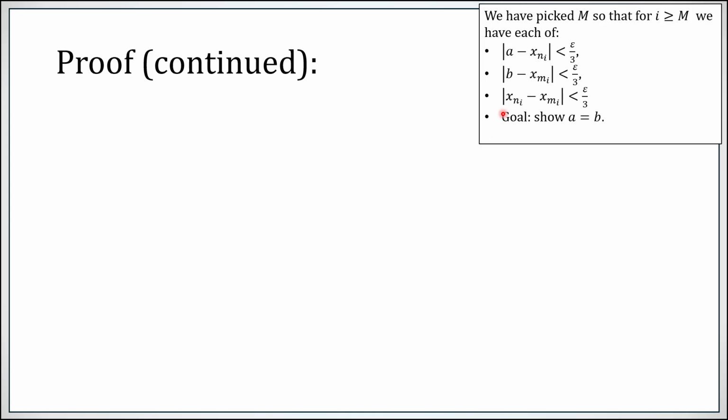So just to summarize, we have that past a certain index, x sub n sub i is within epsilon over 3 of the lim_sup, x sub m sub i is within epsilon over 3 of the lim_inf, and x sub n sub i and x sub m sub i are within epsilon over 3 of each other. We just want to show that the lim_sup equals the lim_inf.